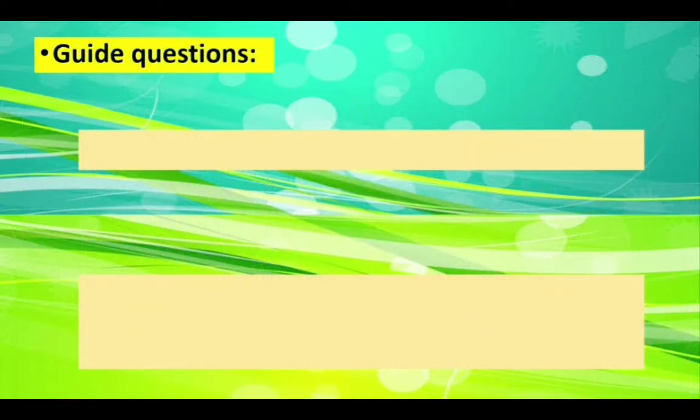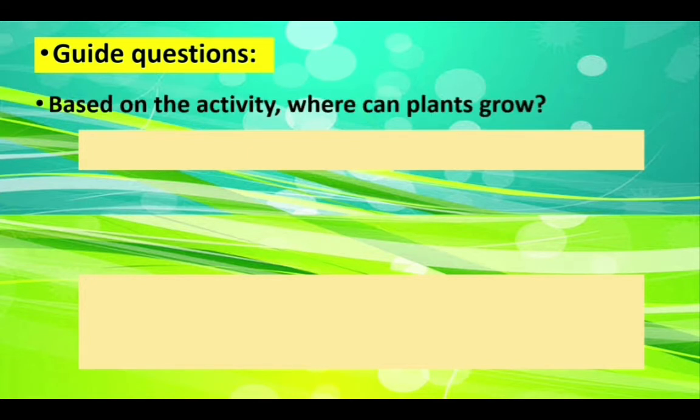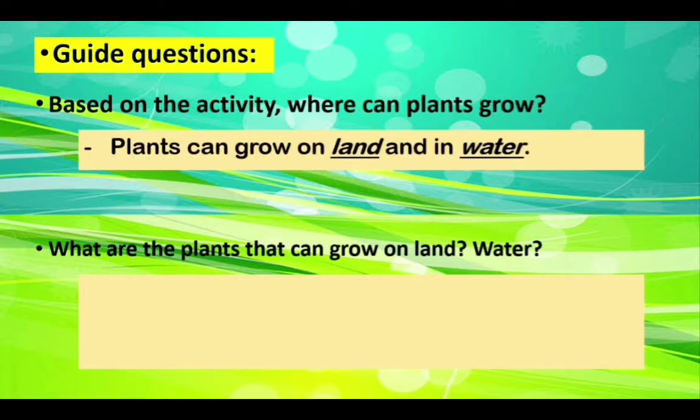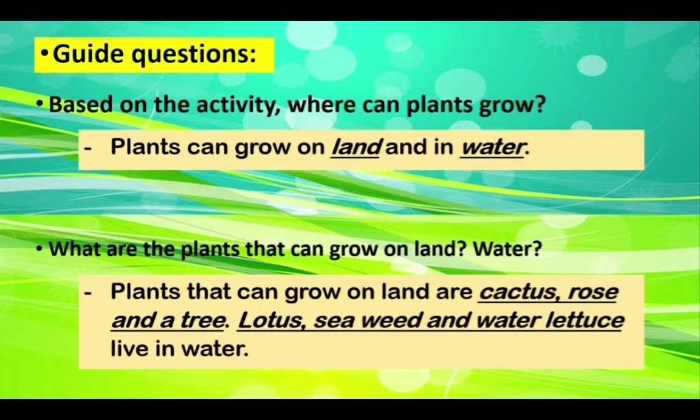Okay, we have guide questions for activity 2. Based on the activity, where can plants grow? Plants can grow on land and in water. What are the plants that can grow on land or water? Plants that can grow on land are cactus, rose, and a tree. Lotus, seaweed, and water lettuce live in water.